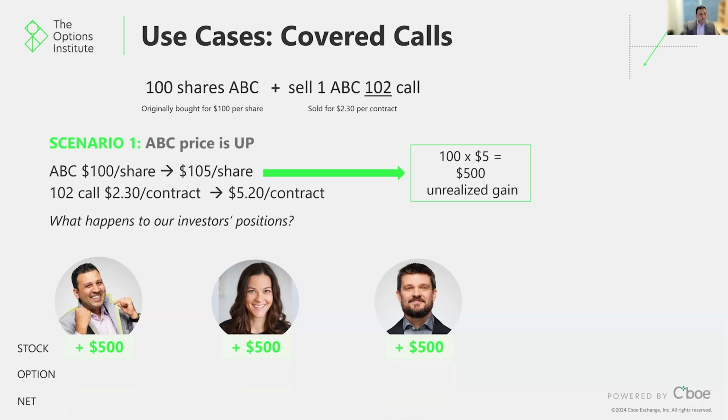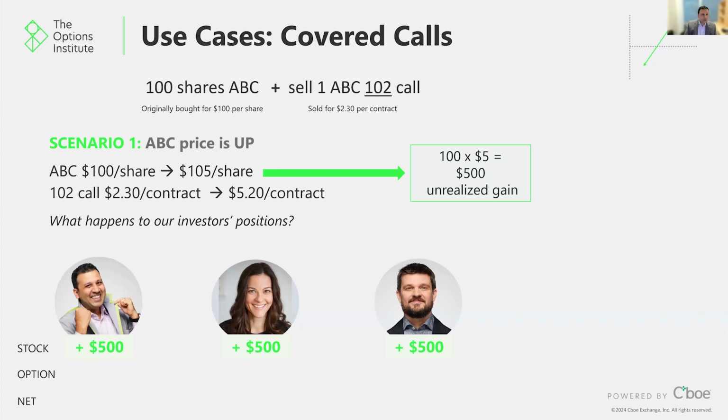What happens if the stock goes up? Well, the stock is up $5, right? It goes from 100 to 105. And as the stock price goes up, the call price goes up. Okay. So now the call price is up to 5.2 because this call option hasn't expired yet.